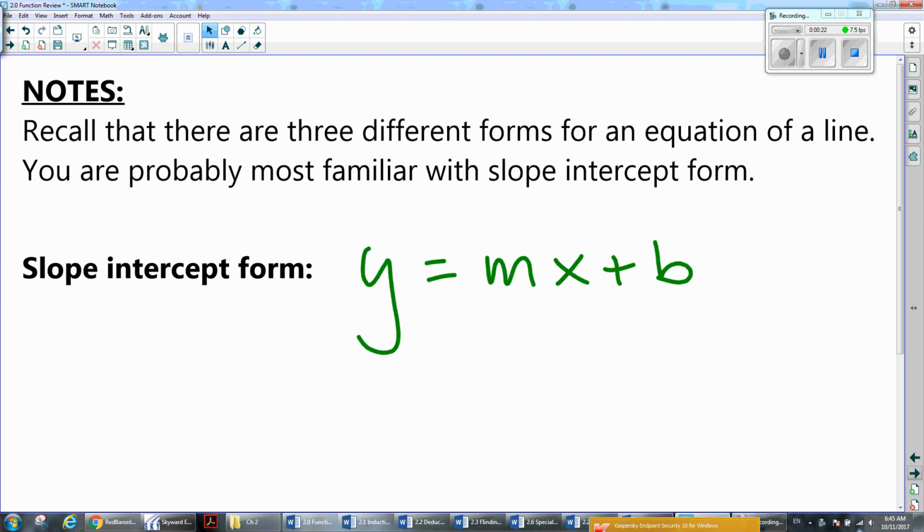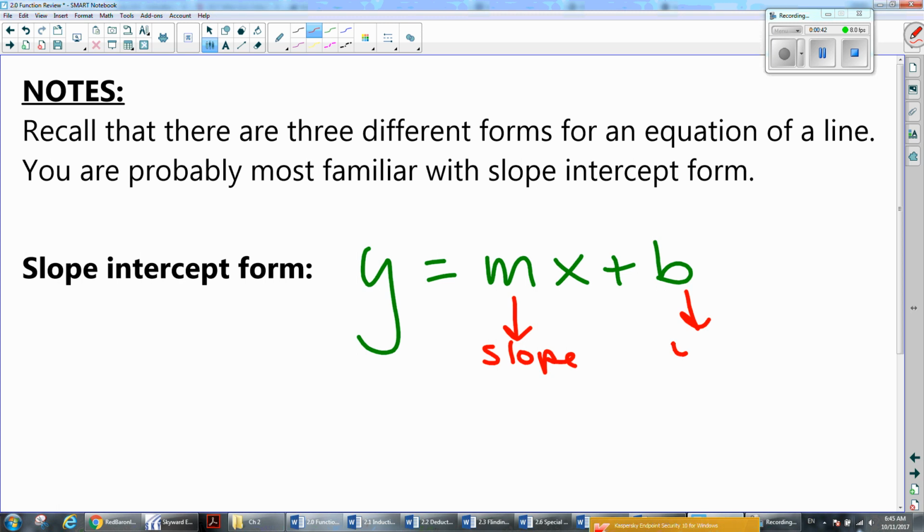Okay, we have 3 different forms for an equation of a line. We have slope-intercept form, standard form, and point-slope form. The one you're probably most familiar with is going to be the slope-intercept form. We call it slope-intercept form. Your y equals mx plus b, because this m value, your coefficient in front of the x, is your slope, and this b value is your y-intercept.